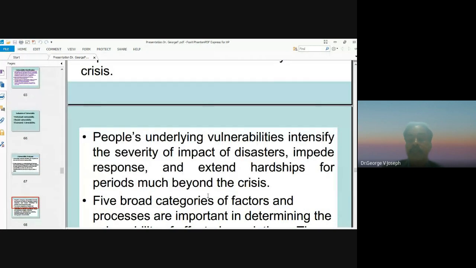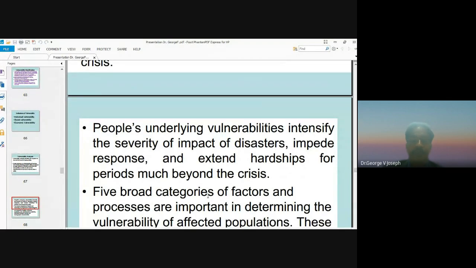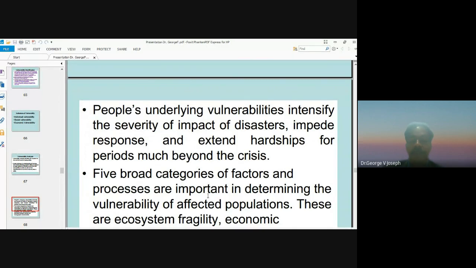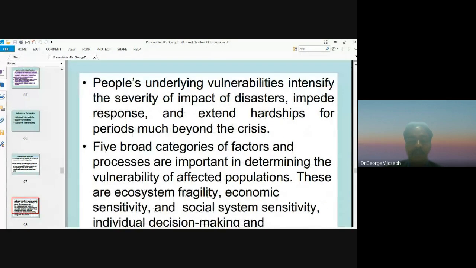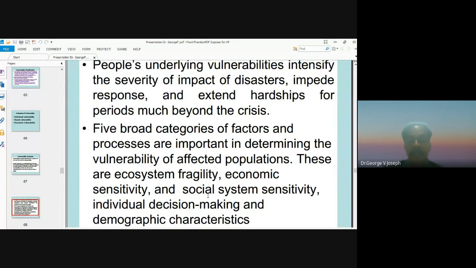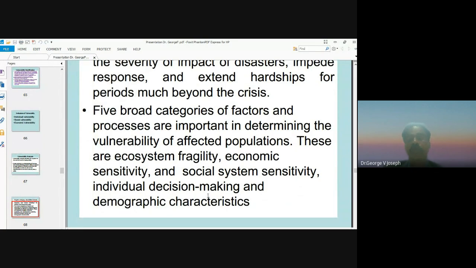People's understanding of vulnerability and the intensity and severity of impact, and what is not helping them to respond, the extent of hardships, for periods much beyond the crisis. So five broad categories of factors are important in this. These include the ecosystem fragility, how the ecosystem is going to be affected because of the hazardous event, and how sensitive the economic activity is, and how the social systems, like the cycle of supports I have perhaps talked about.